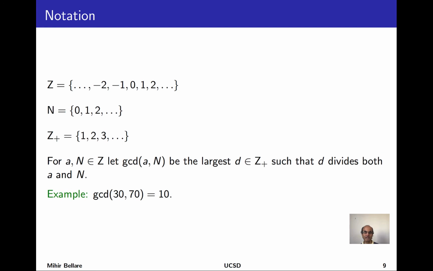Z will be the set of integers, both positive and negative, N the set of natural numbers, so 0, 1 onwards, and Z plus the set of positive integers. If we have two integers, either positive or negative, their GCD is the largest common divisor, namely the largest number that divides both of them. The divisor itself here does have to be a positive integer. For example, the greatest common divisor of 30 and 70 is 10 because 10 divides 30, 10 divides 70, and nothing larger than 10 divides both 30 and 70.